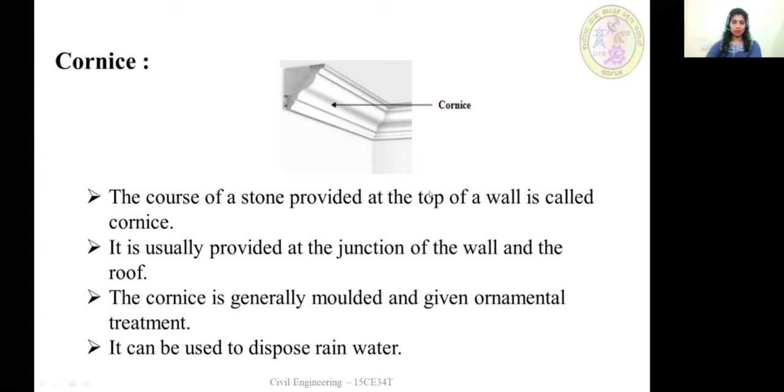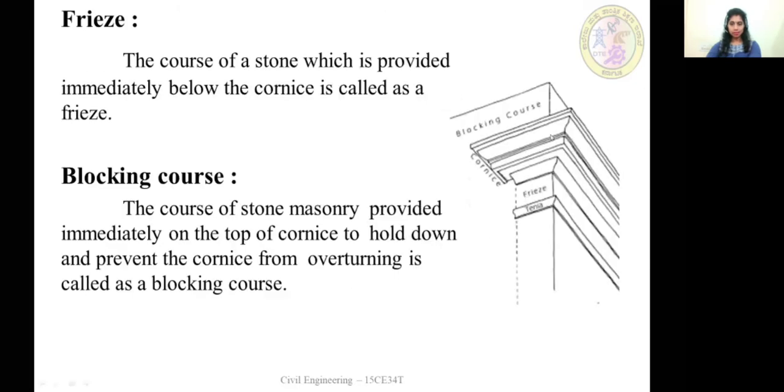What do they use the cornice for? To dispose of the rainwater. Usually on the exterior of the building. I'll show one more picture in the next slide. See in this picture you can observe the cornice on the exterior of the wall. You can observe the cornice here.